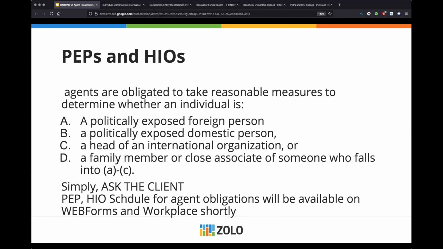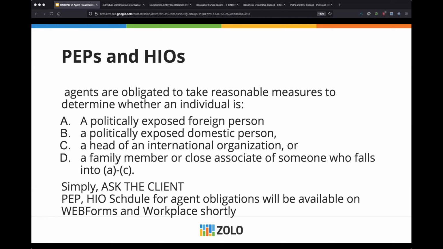The PEP-HIO schedule for agent obligations will be available on Webform and Workplace shortly. This will be part of the larger document I'm working on, with some further detail not included in these slides.